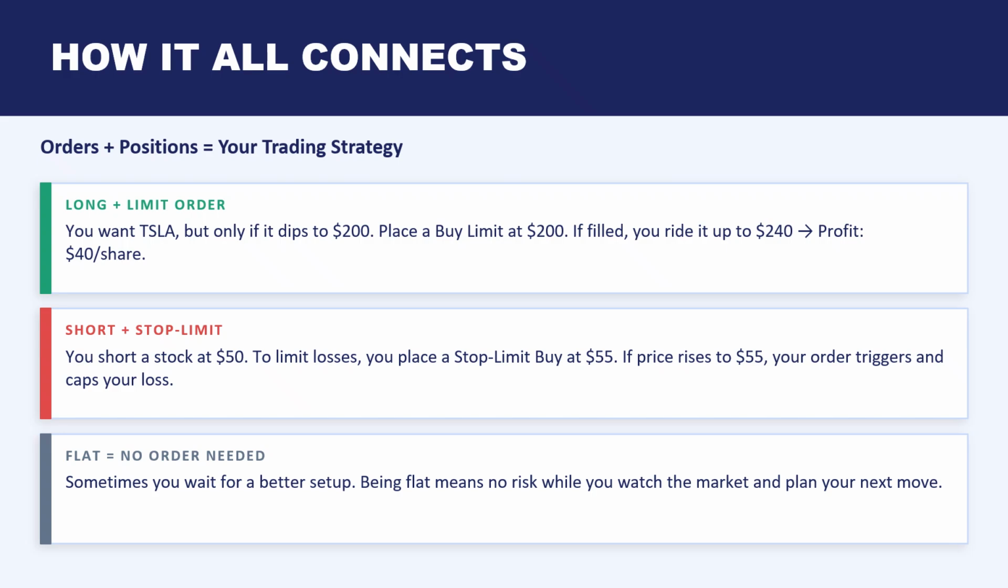Short and stop limit. Say you think a stock is overpriced at $50, so you short it. You want to limit your losses, so you place a stop limit to buy at 55. The price may shoot up and go to 70, but you're saying, look, I want to manage my risk. I want to get out at 55. That caps your losses. So remember, stop limits and stop loss orders are great to make sure that you manage your risk when you trade to avoid taking bigger losses. Again, like we said, flat means you're just waiting on the sidelines.